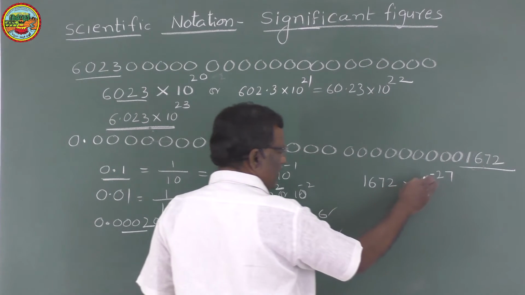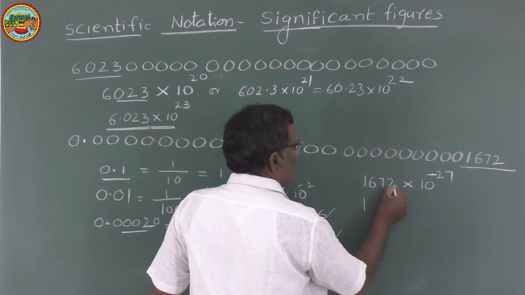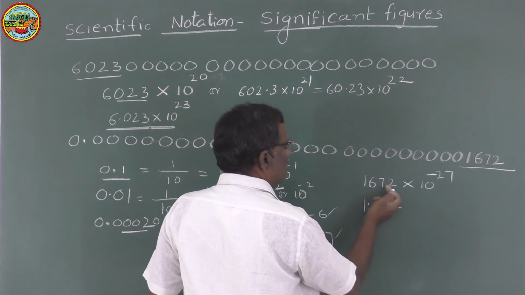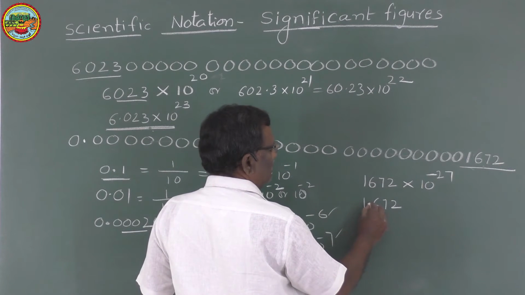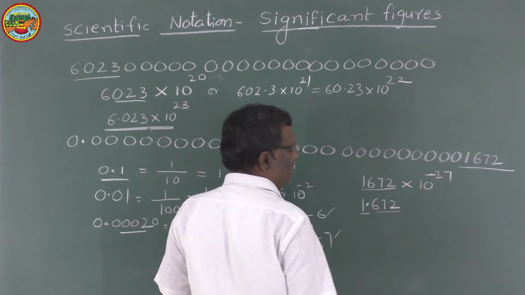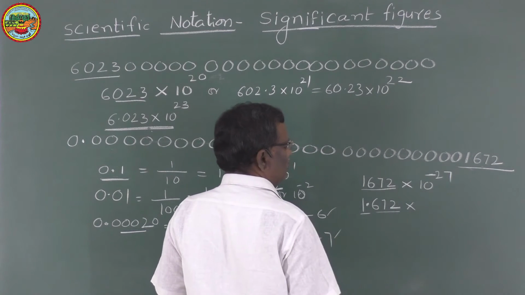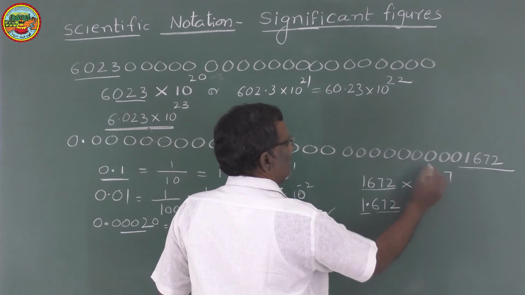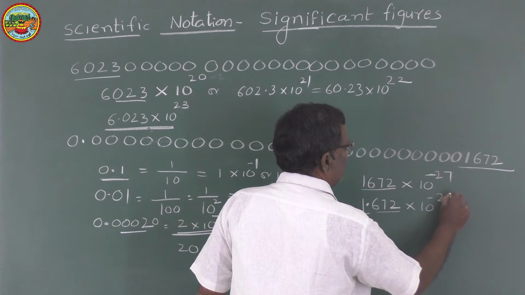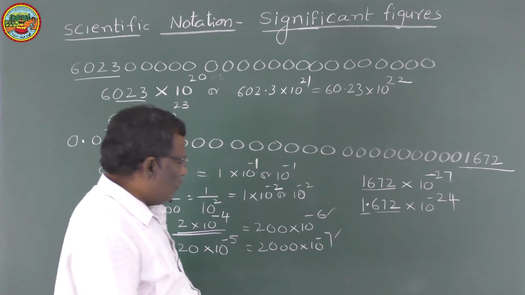Now this 10 to the power minus 27 can be written as, if you change the decimal, 1.672, that means you move 3 digits. That means a 4 digit number is converted into a 1 digit number here. The remaining 3 are decimals. So if you want to write like this, you have to decrease the negative value. To decrease the negative value means it becomes minus 24.